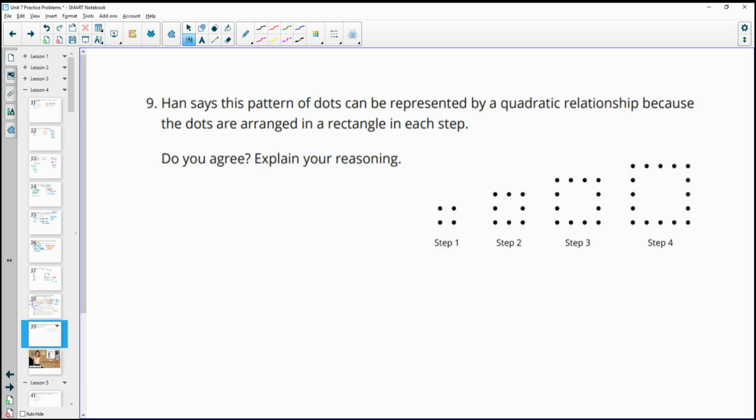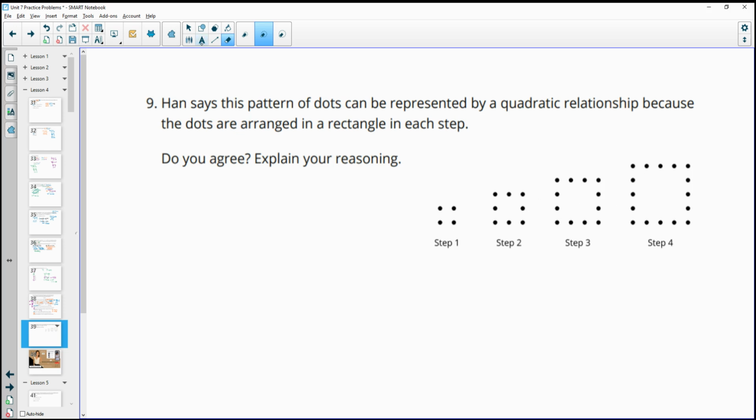Number 9, Han says this pattern of dots can be represented by a quadratic relationship because the dots are arranged in a rectangle in each step. Do you agree? Explain your reasoning. So you can certainly have different explanations here. If it was a quadratic relationship, these would be filled in. They wouldn't be empty squares, because they need to be filled in squares for all of the dots in order for that to be quadratic.